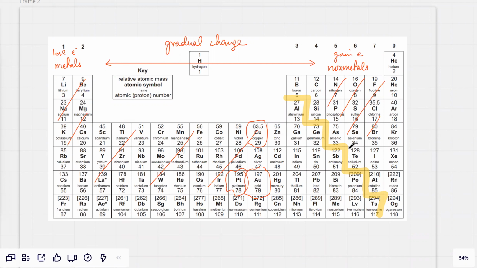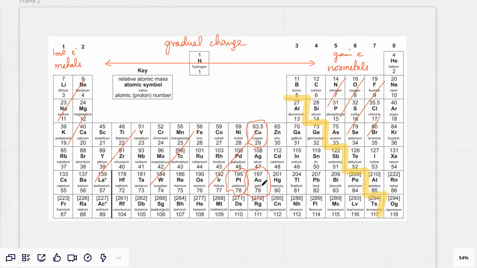And as you keep moving towards the right, the tendency to gain electrons increases. You've got iodine, it becomes -1, it gains electrons. Bromine becomes -1, chlorine becomes -1. So there's this gradual change. These ones on the extreme left, they really like to lose electrons. These ones on the extreme right, they really like to gain electrons. The ones in the middle are kind of in the middle.